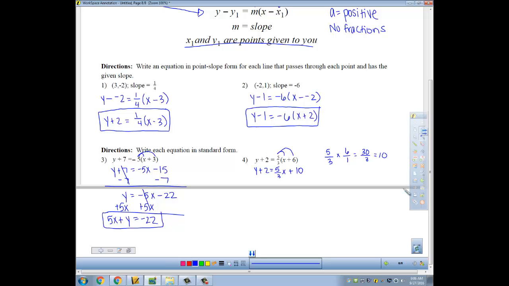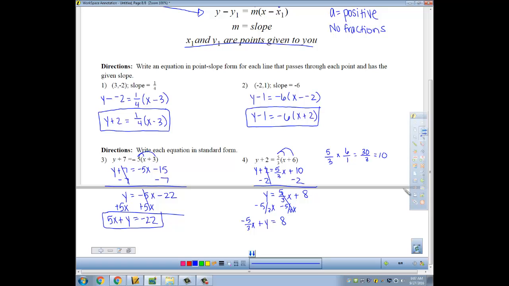So the quick way to do that, you just multiply your numerator times this whole number 6, and then divide by the denominator. So I'm going to start getting all my terms on the sides that I want, so I'm going to subtract 2 from both sides to get y equals 5/3 x plus 8. And then get the x to the other side by subtracting it. So we get negative 5/3 x plus y equals 8.